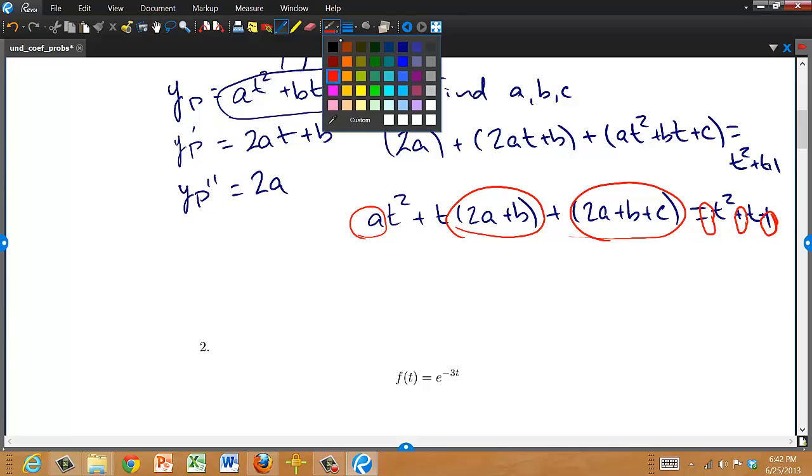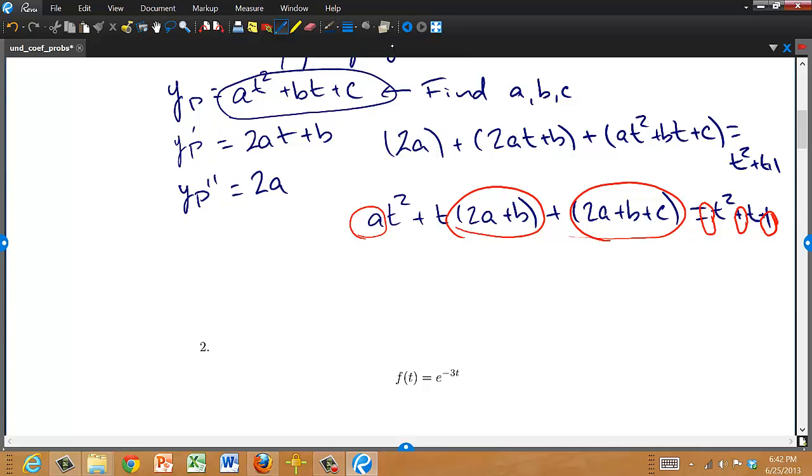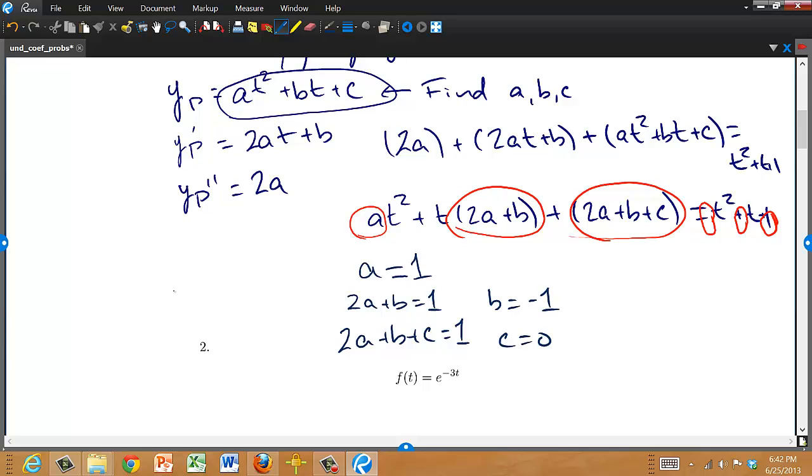So we can write that as a system of equations. We would like a to be 1, we'd like 2a plus b to be 1, and we'd like 2a plus b plus c to be 1. So we can see that b has to be -1, c has to be 0. By the way, it's okay to use Maple to solve these systems of equations.